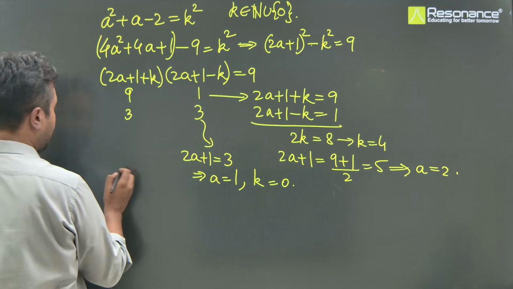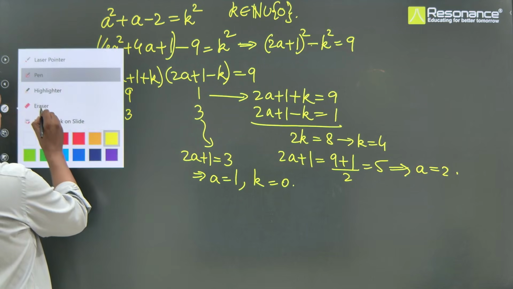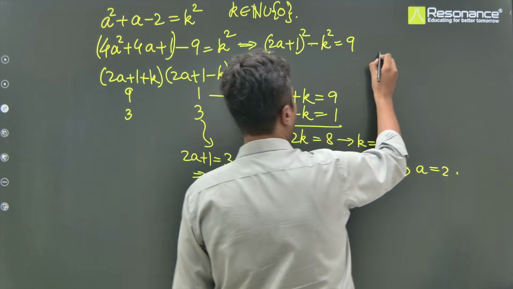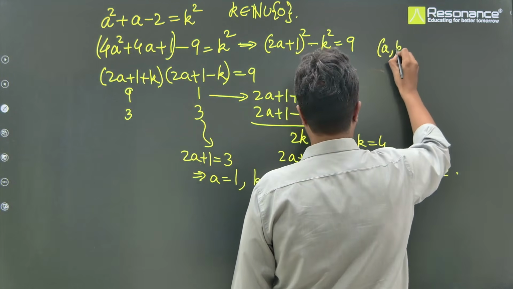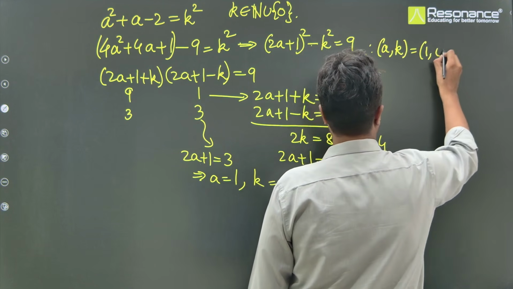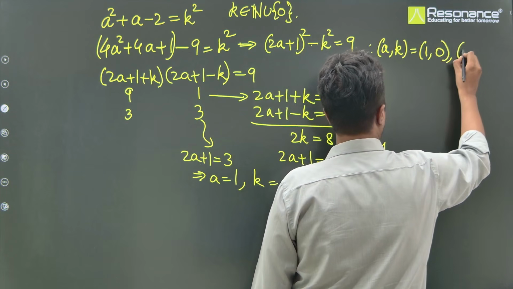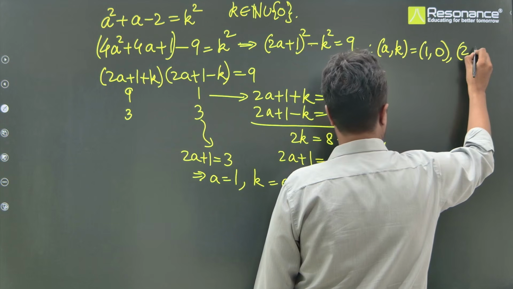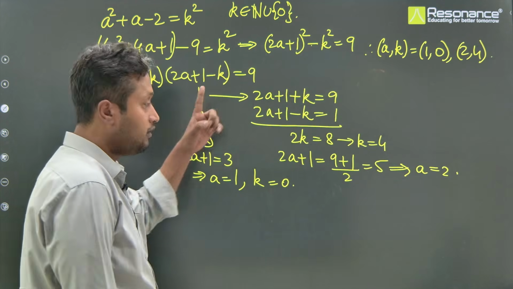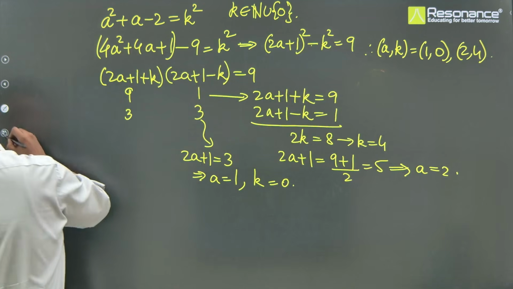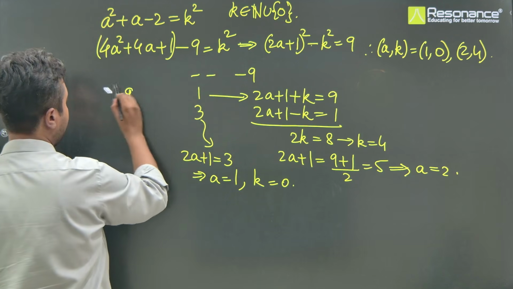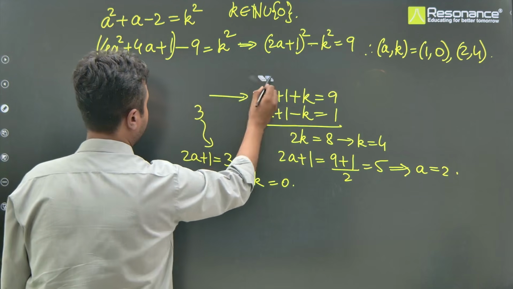I'll just record these facts over here. So a comma k is either 1 comma 0 or 2 comma 4. These are the solutions that we get from solving these equations. So let's just remove all of that. Just a plus b, a minus b, and we get all the solutions.